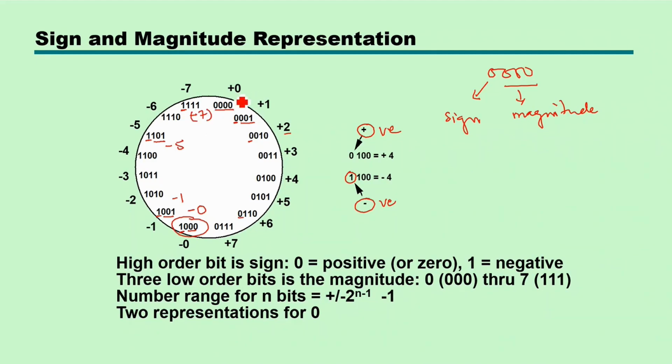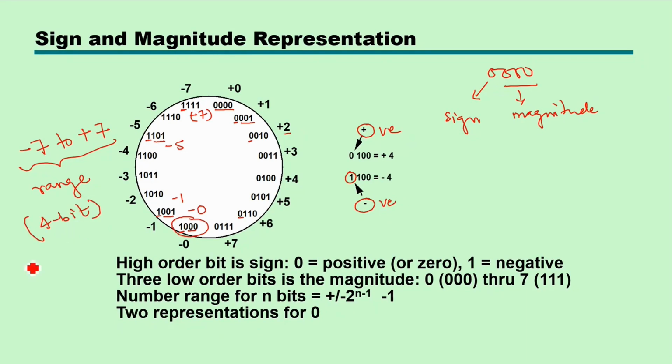So starting with plus 0 up to plus 7, then minus 0 to minus 7, the range of numbers represented in sign magnitude representation is from minus 7 to plus 7. This is the range of sign and magnitude representation for 4-bit representation.